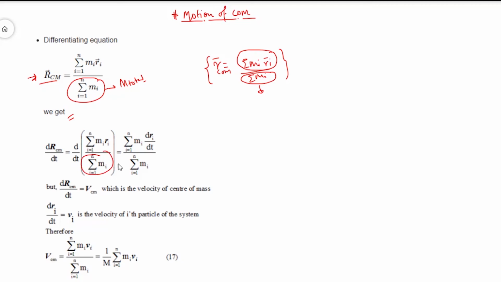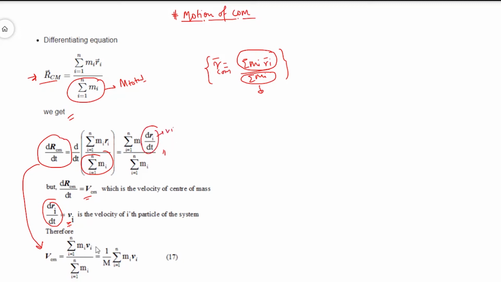This whole thing is constant, so I can take it outside, and then differentiating this summation, for each term I'm going to take this mi outside the differentiation, and it's going to be dri by dt. I hope that statement made sense. And again d by dt of R CM is basically the velocity of the center of mass, and dri by dt is the individual velocity. So dri is the individual position vector of each particle, and the time differentiation is going to be the velocity of each particle.